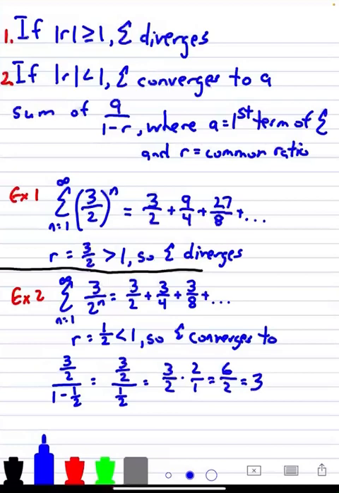What that's saying is, if we decided to add up all the terms of the series, it would converge to a sum of 3. So this is just a quick example for testing the convergence and divergence of a geometric series.